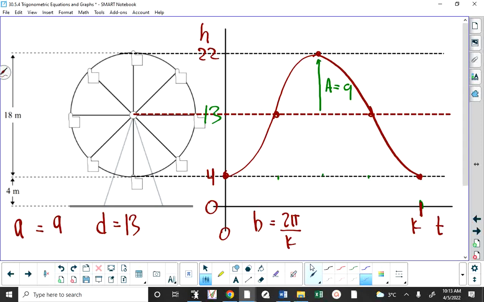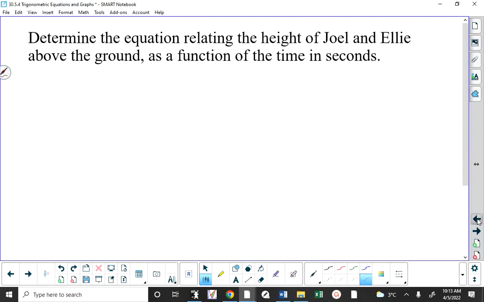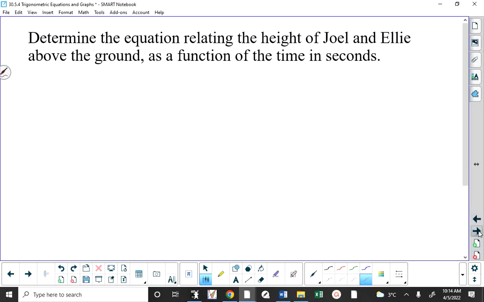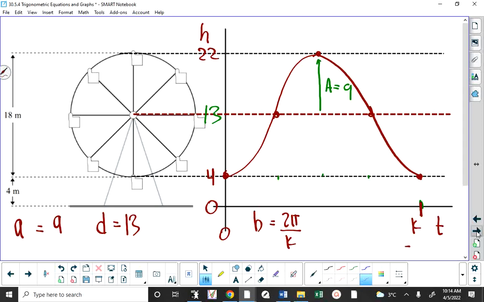I've chosen some numbers that work out nicely because this wheel moves around 6 revs in 1 minute, which is 60 seconds. We are asked to find the equation where time is in seconds, so that's why I changed it from a minute to 60 seconds. If it goes around 6 times in 60 seconds, it goes around once in 10 seconds, which means this K is 10 seconds, so B is 2 pi over 10, or pi over 5.